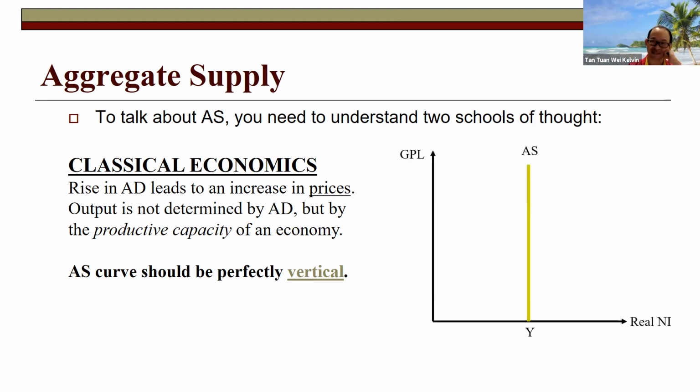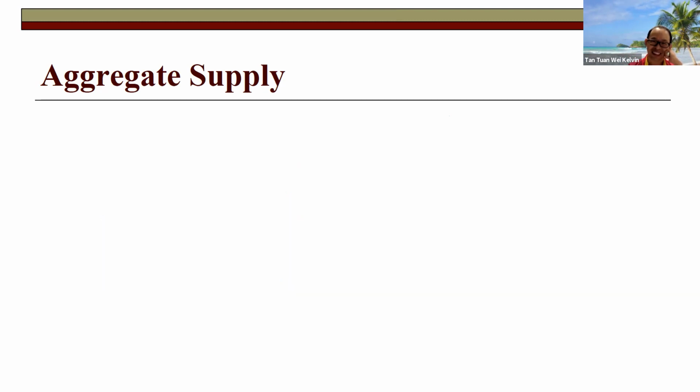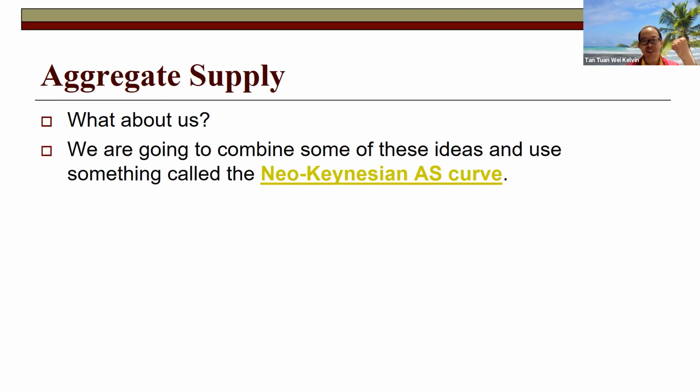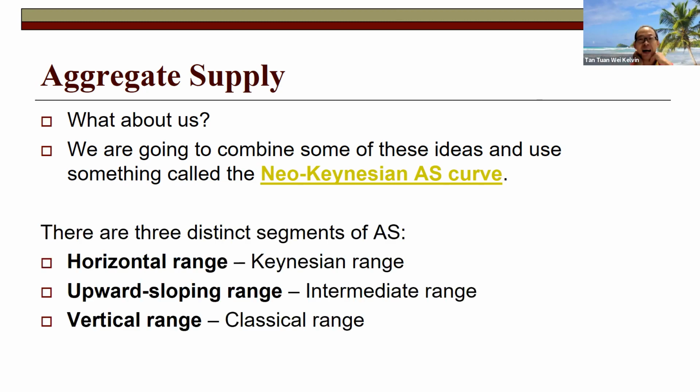Okay, that's how they draw it. What about us? In order to reconcile both views, we are going to combine these two together to tell you how the AS curve usually looks, which is the upward sloping part.